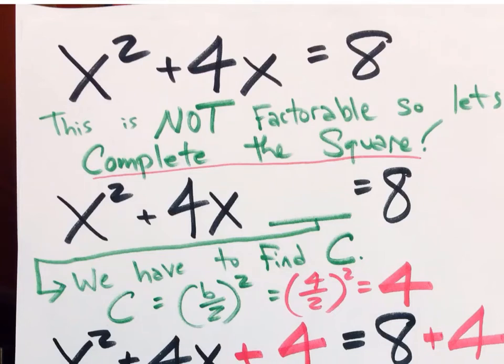Let's review some of our work from class. And we're going to solve for the roots in this problem. And to do that, we're going to be completing the square. So I noticed that we've got x squared plus 4x equals 8. Is this factorable? No, it's not factorable. So we're going to have to complete the square.